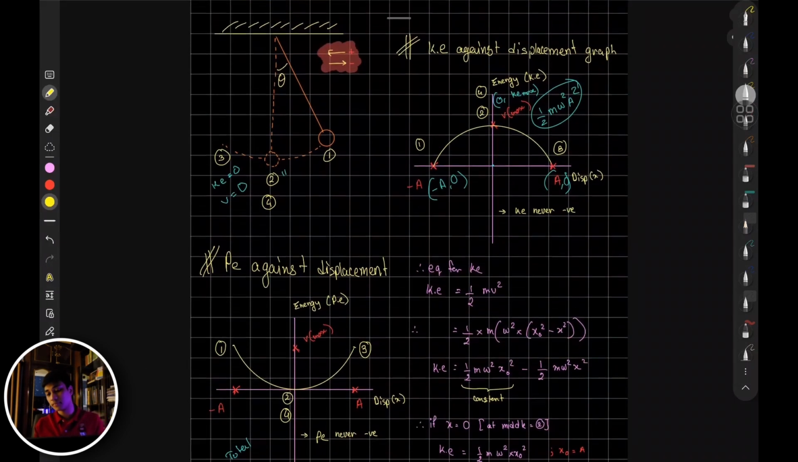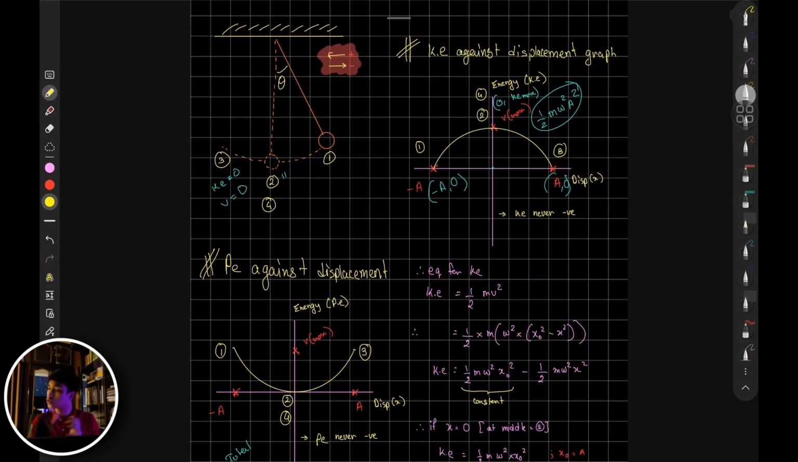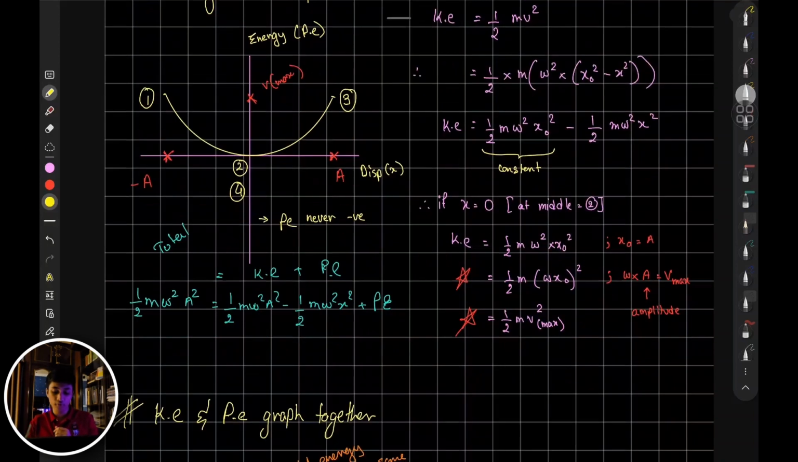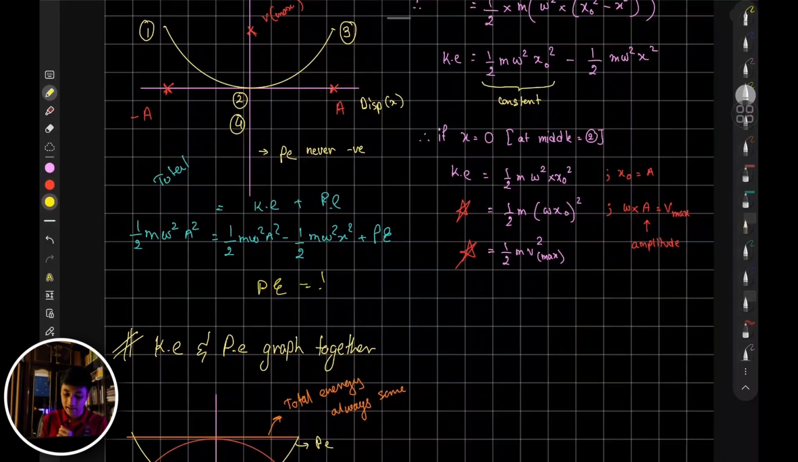Right, so in summary, what are the basic things we need to understand? Total energy stays constant. And what is the expression for total energy? That is your expression for total energy: half m omega squared amplitude squared. That never changes. And what is the equation for kinetic energy? The maximum energy, or the total energy, minus half m omega squared x squared. What is the equation for potential energy? It is basically half m omega squared x squared. With this equation, you will get the value for potential energy at any given position.